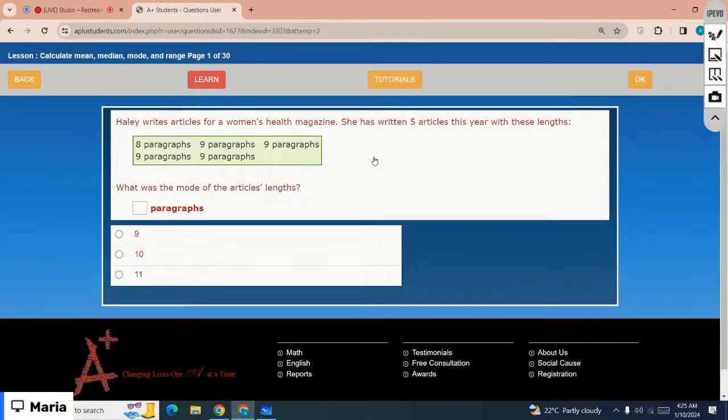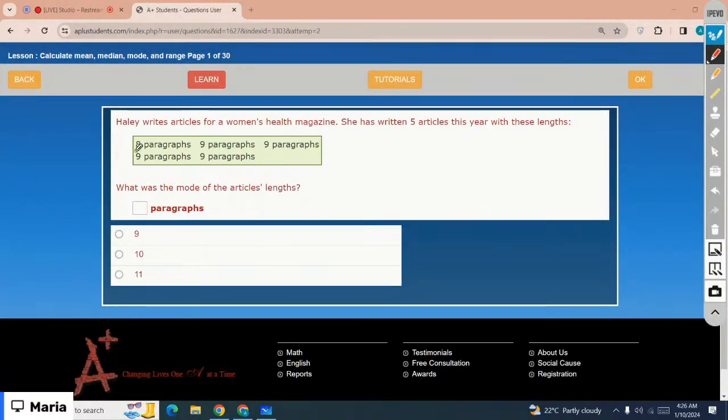Halle writes articles for a women's health magazine. She has written 5 articles this year with these lengths. What was the mode of the articles' lengths, right? You are given the lengths of the articles. You need to calculate the mode, right? Mode is the value that appears the most in the given data, right? So just look at the values.